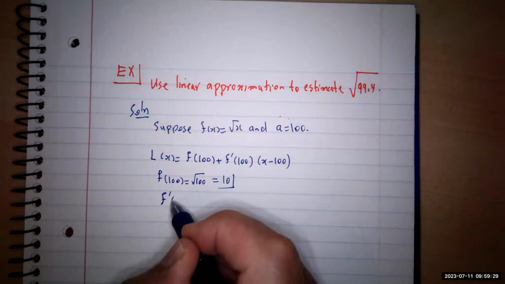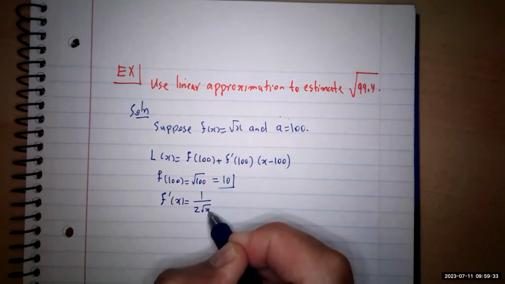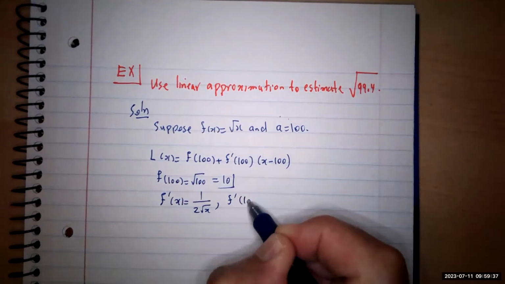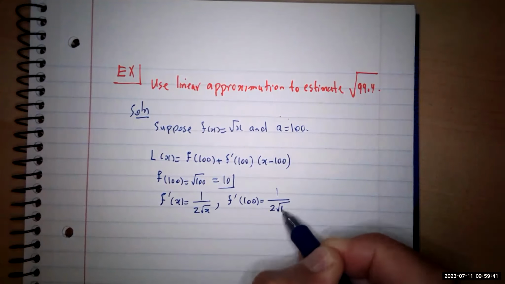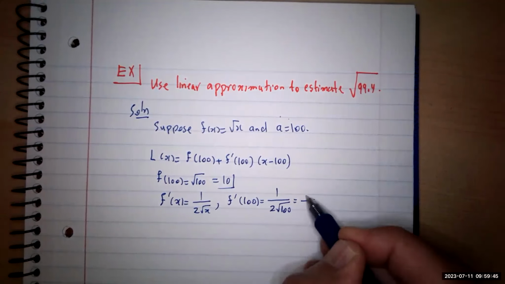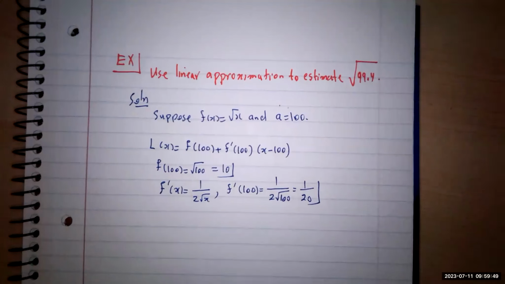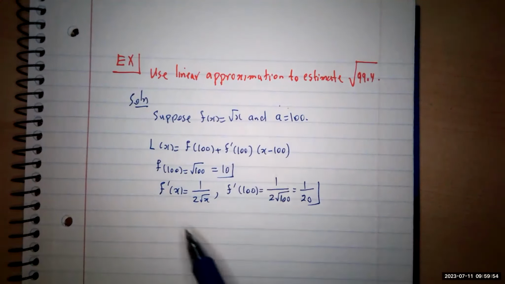F prime of x, as usual, is 1 over 2 radical x. Again, you wanted 100. So you get 1 over 2 square root of 100, which is going to be 1 over 20, because the square root of 100 would be 10. So write your linearization, the tangent line.